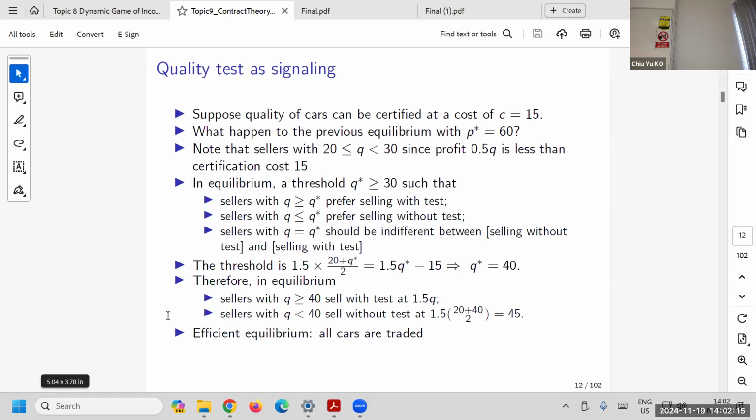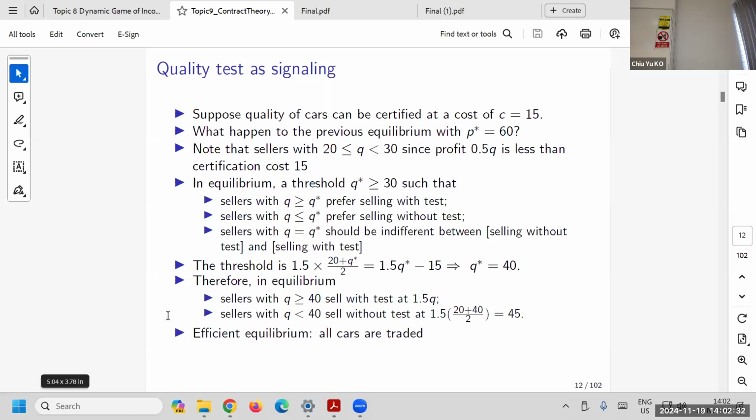But the idea is the same, right? Only the high type wants to do the signaling. The low type doesn't want to because it's costly. So the question is, how does it change the equilibrium we have just seen?